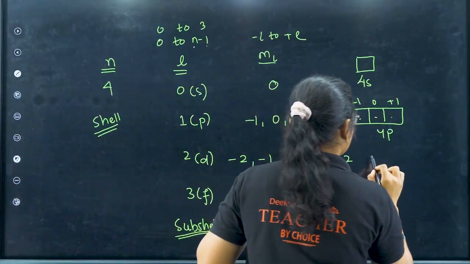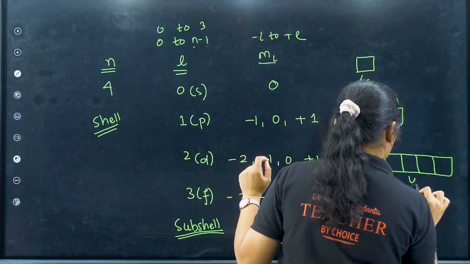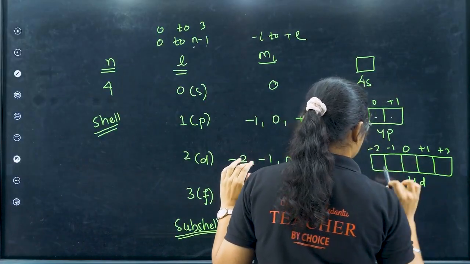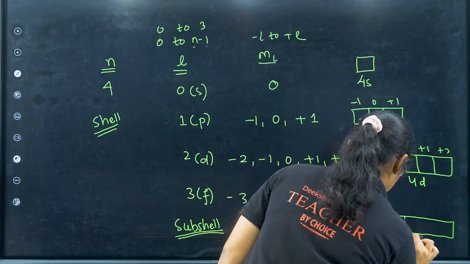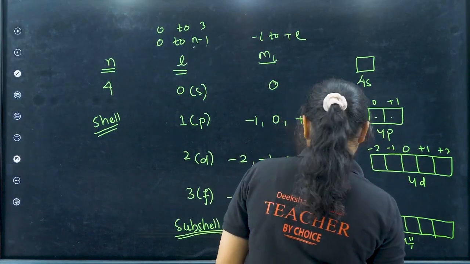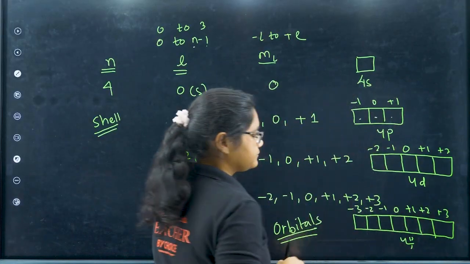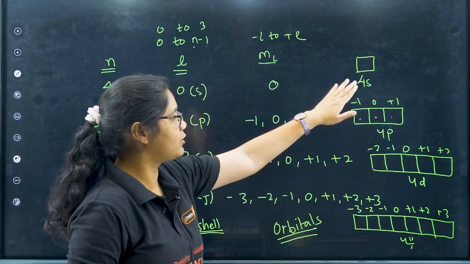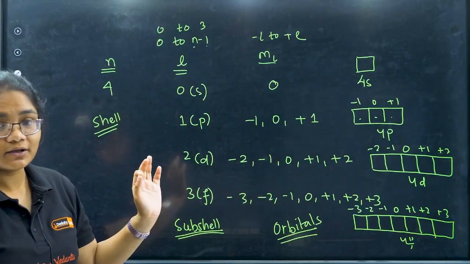Now we have D. In D I have 1, 2, 3, 4, 5. It is 4D. And here I will have minus 2, minus 1, 0, plus 1 and plus 2. Then I have 4F. I have 1, 2, 3, 4, 5, 6, 7, 4F. Here I have minus 3, minus 2, minus 1, 0, plus 1, plus 2 and plus 3. Okay, so you can see here I have 7 orbitals, here I have 5 orbitals, here I have 3 orbitals, and here I have only 1 orbital. So all these things will be required to write the electronic configuration.